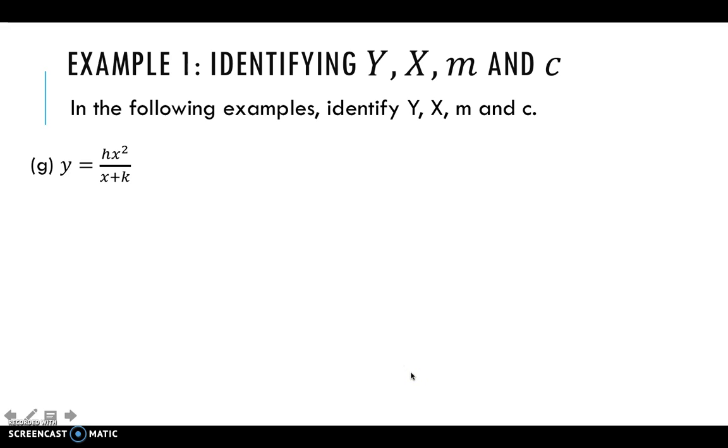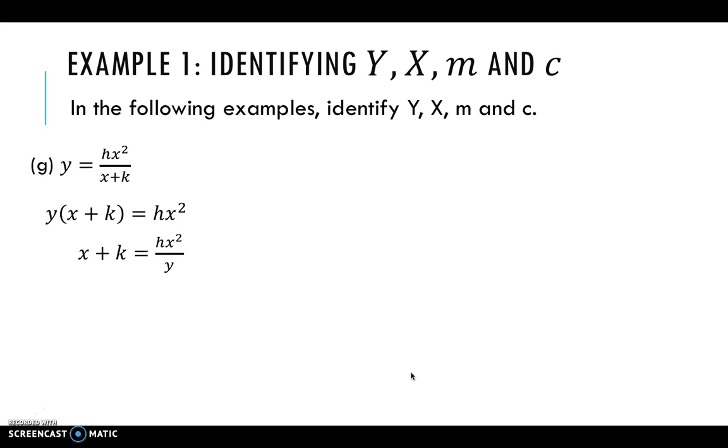Okay, last example. Before I go through this example, I want you to try this for yourself. Take a look at the example. From here, how would you extract out big Y, big X, m, and c? I think the first instinctive step for all of you to do is actually to multiply x plus k to the other side. Then probably the next instinctive step for you all to do will be to expand everything out. But I'm telling you that there's actually a much easier way.